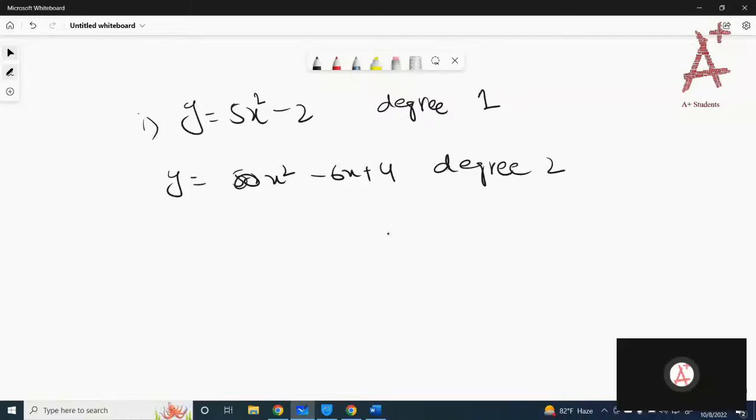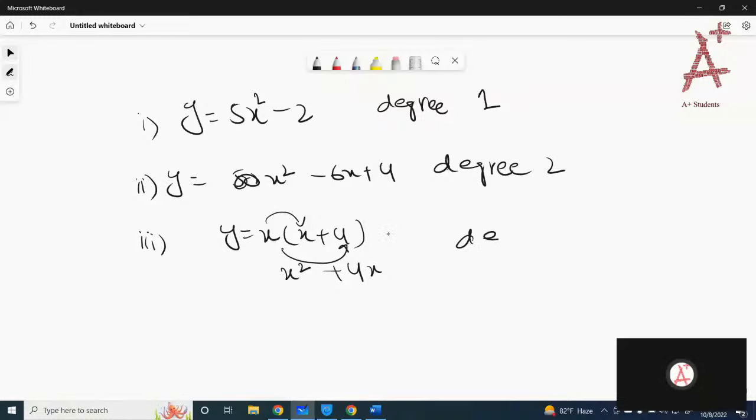Okay, equation number 3 is y equals x times (x plus 4). If you solve it, you have to multiply x times x, which is x square, and x times 4, which is 4x. So the highest power of x involved here is 2. So the degree of this equation is 2. Got it? Okay.